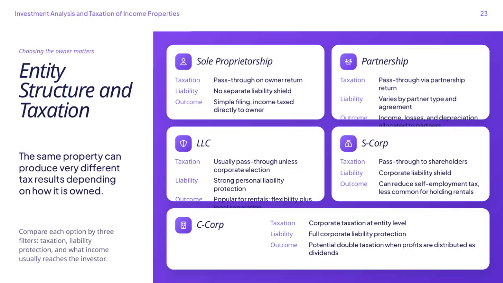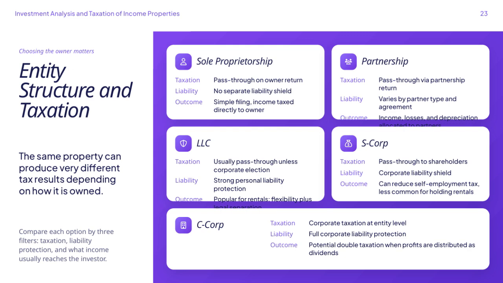When choosing the ownership structure for a property, it's crucial to understand how it can affect taxation, liability protection, and the income that ultimately reaches the investor. The same property can lead to very different tax outcomes, depending on its ownership form. Starting with a sole proprietorship, the income passes directly through to the owner's tax return, making filing simple. However, there's no liability shield, so the owner is personally responsible for any debts or legal issues.